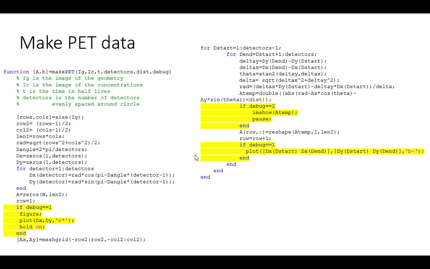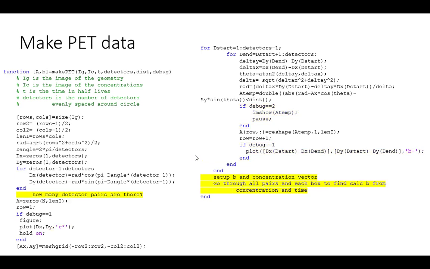At this point, the only thing that I have to do is set up, I've now got kind of my A. I'm supposed to return both B, right? And what is my concentration vector, things of that sort. So what I need to do for that, right? I need to set those up and then go through all the pairs in each box to calculate B for concentration and time, right? What that really means to get that B, right?